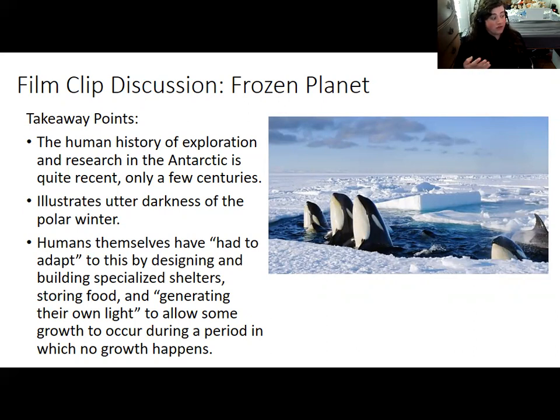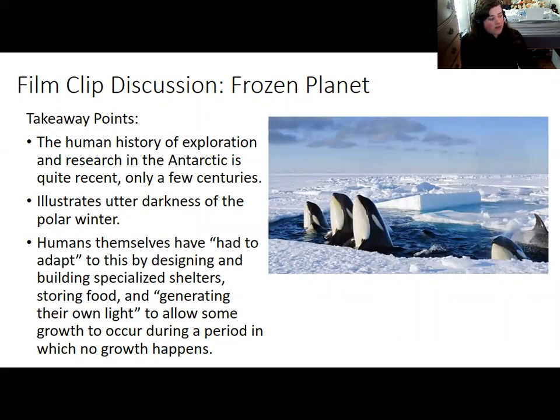It also does a good job of illustrating just how dark it is during the polar winter and how people have to adapt to that. And humans are animals, and we've had to adapt to have any chance of surviving in Antarctica by building shelters that keep the wind and the cold out, by adapting to wearing clothing that keeps us warm, by developing safety protocols to keep people safe during the winter, by generating our own light, both to be able to see and also in some cases using human generated light to be able to grow food in greenhouses.